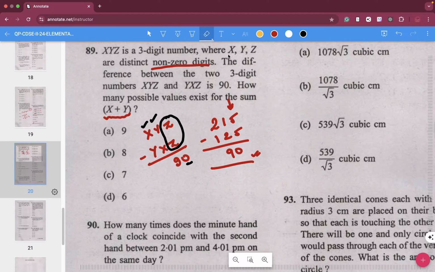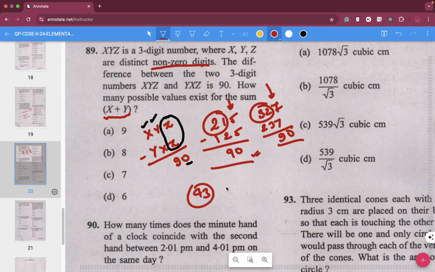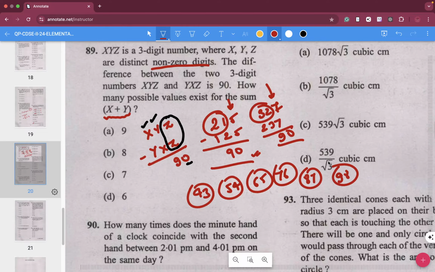Similarly, you can take 3 2, and the Z value can be any value. I'm taking 7. So 2 3 7 minus 3 2 7, is it 9 in the tens difference and 0 in the units? Similarly, you could take 2 1, 2 3, 3 2, then 4 3, 5 4, 6 5, 7 6, 8 7 and 9 8. So how many possible values are there? 1 2 3 4 5 6 7 8.